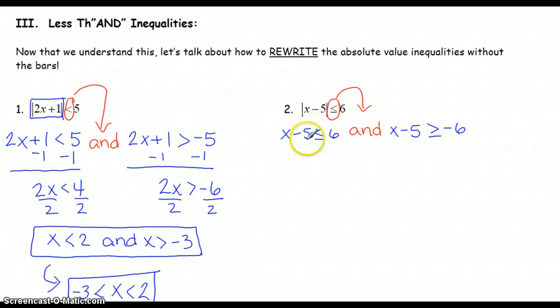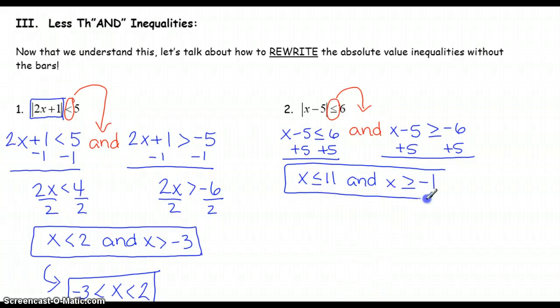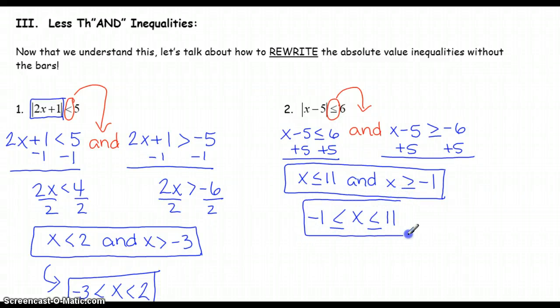Now we can solve both problems. Add 5 to both sides, and x is going to be less than or equal to 11. Add 5 to both sides. X is going to be greater than or equal to negative 1. So our solution is that x is going to be less than or equal to 11 and greater than or equal to negative 1. You can also choose to write your inequality like this. Now you can only do this with and inequalities.